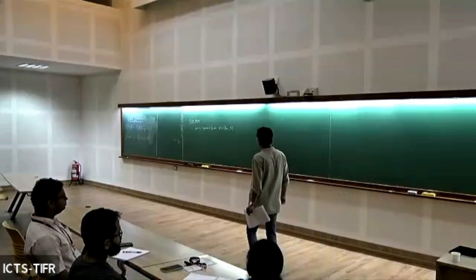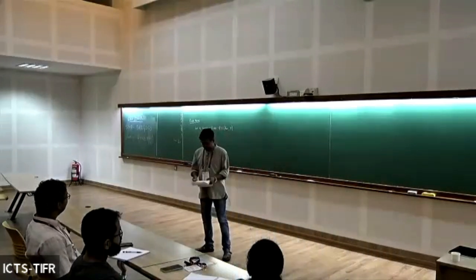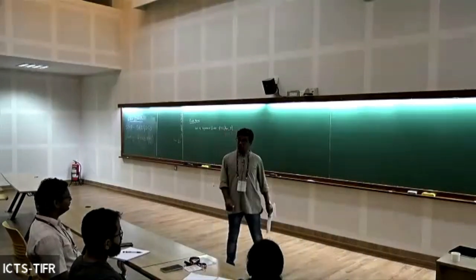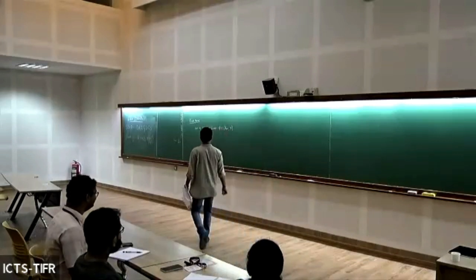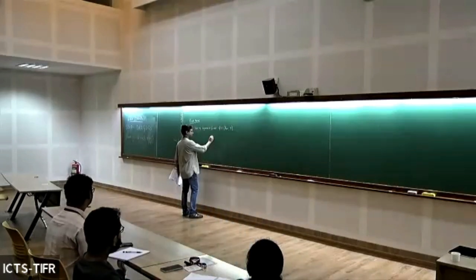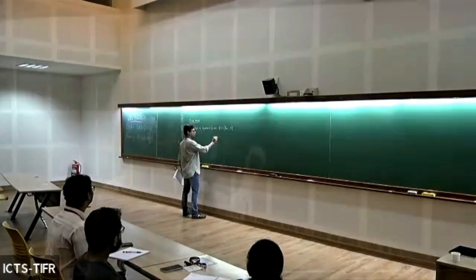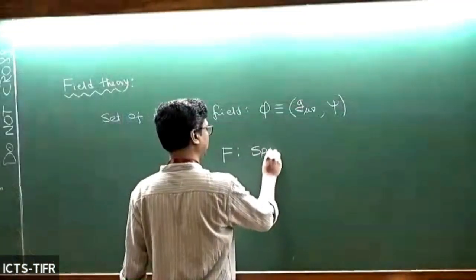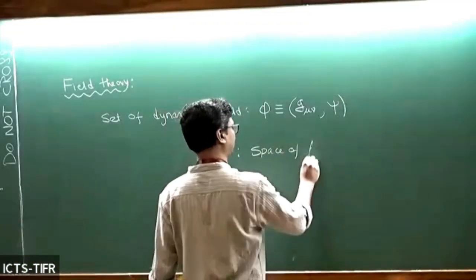Now, this configuration space we will denote by F. So F is the space of field configurations.